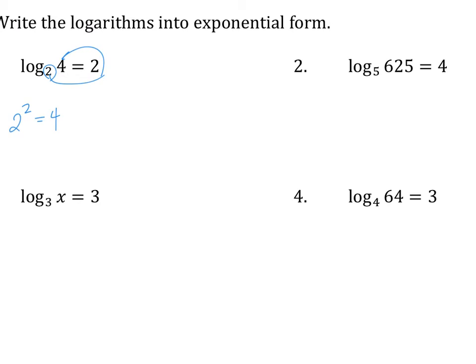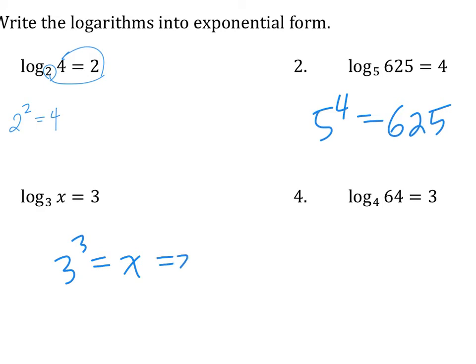All right, let's start with Jeff. Number 2. 5 to the 4th equals 625. Good. Isaiah, number 3. 3 to the 3rd equals x. Okay, and what does that number equal to? 27. Okay, 27. So eventually we're actually going to evaluate the x values. Number 4, Aiden. 4 to the 3rd equals 64. Good. All right, next.